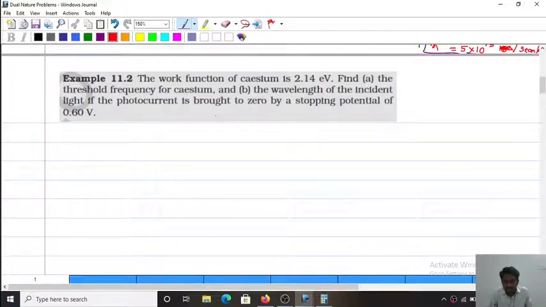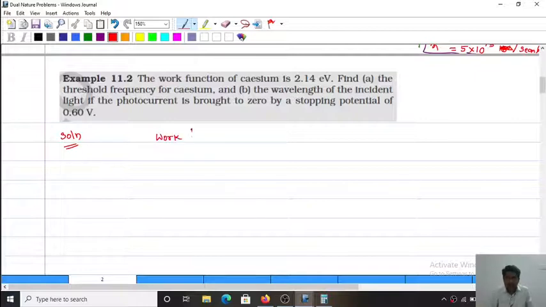The work function of cesium. Solution of the second problem: the work function of cesium metal is given as phi naught equals 2.14 electron volts, and it is asked to find the threshold frequency.